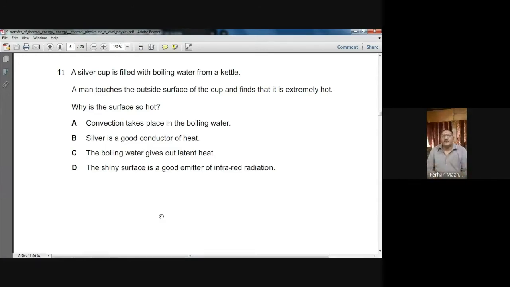Why is the surface so hot? A option, convection takes place in the boiling water. This is not the reason why the outer surface is so hot. B, silver is a good conductor of heat. That is the right option, the exact words which should have been there. And C, the boiling water gives out latent heat. That's wrong. D, the shiny surface is a good emitter of infrared radiation. That's perfectly wrong. So B is the best option. Silver is a good conductor of heat.